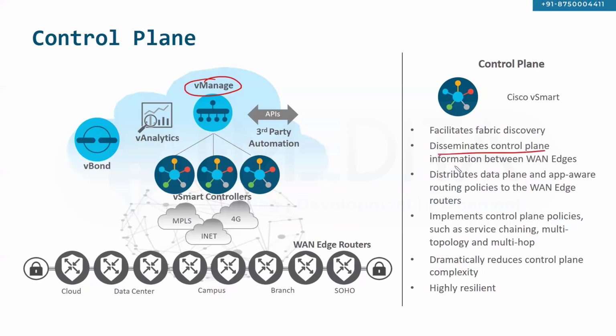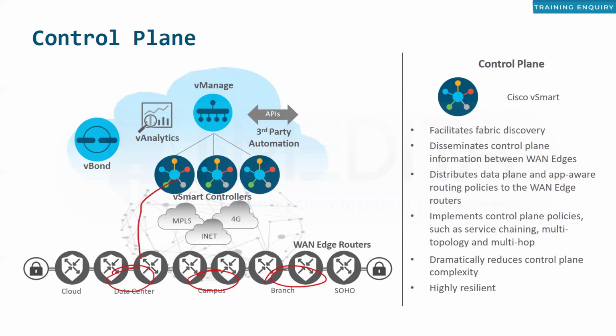Disseminate control plane information between managed routers. This is a very important and critical statement. If there is a route in the data center and we need to take that to the campus or maybe branch sites, all the routes will get exchanged between remote sites, including the data center, via vSmart only.